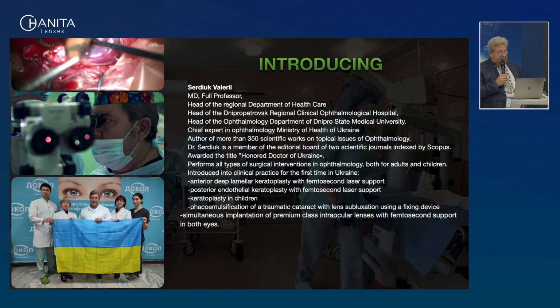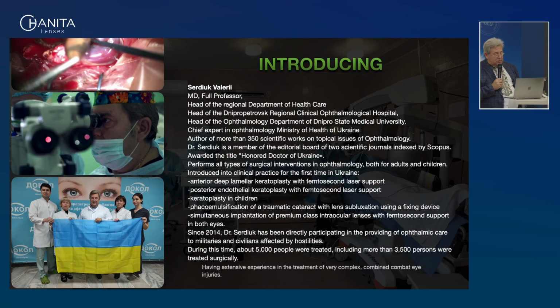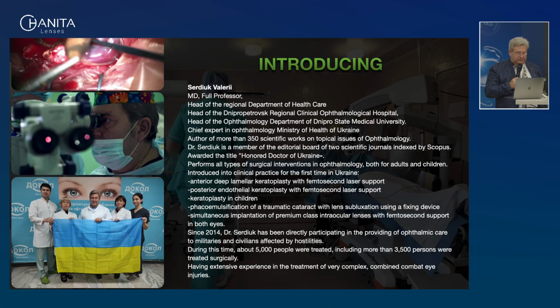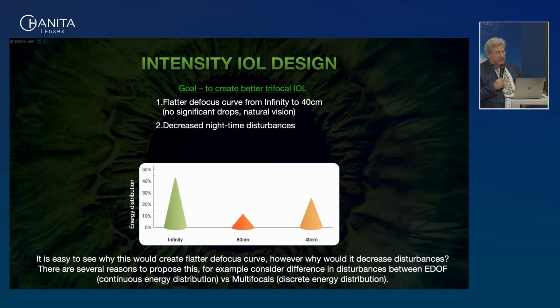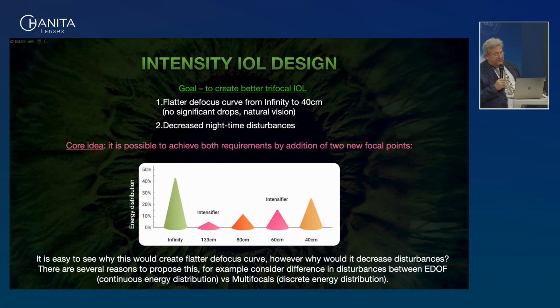I would like to begin by explaining how the Intensity lens came to attract the attention of many surgeons around the world and came into their hands. Hanita's goal was to create a better trifocal intraocular lens that would provide a smoother focus curve from infinity to 40 centimeters without significant dips, approaching natural vision and reducing nighttime disturbances. To achieve this, the idea was to add two new focal points to create a flatter focus curve.